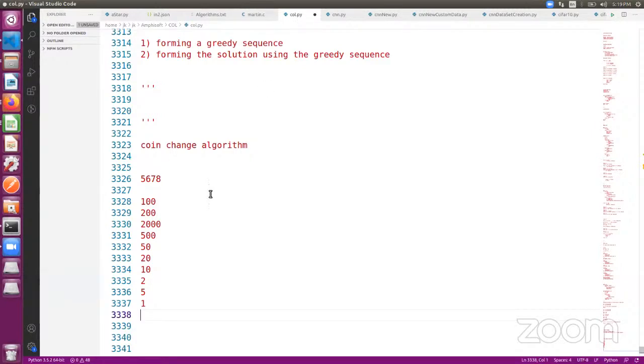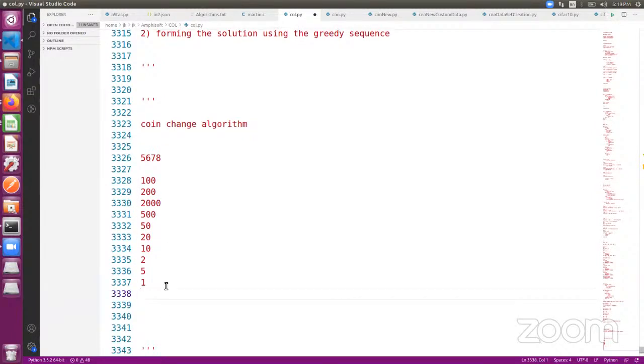2000. Yes. It is the largest number, right? With the minimum number of coins, we'll be able to fill the maximum sum if we take the maximum value. That is the basic idea. So here, what kind of sequencing do we have to do with the given denominations? We have to order it in descending order.